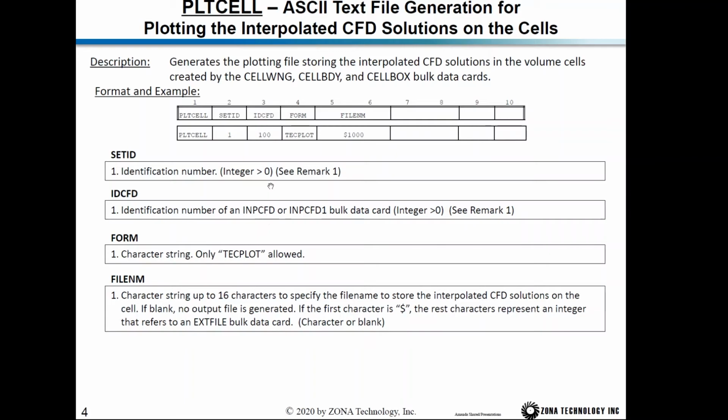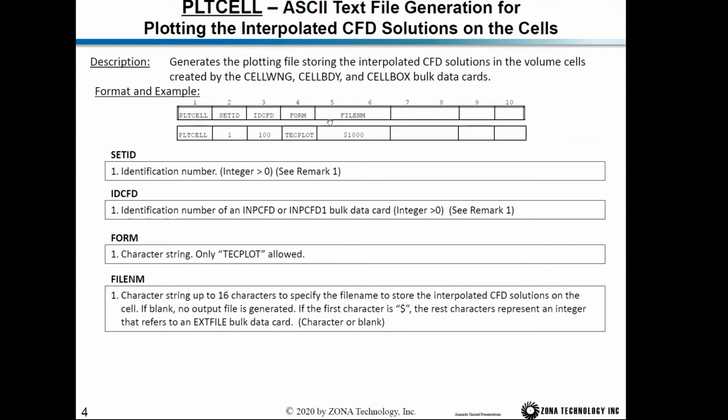And we also have a card called PLOT CELL. The PLOT CELL generates the plotting file, storing the interpolated CFD solution in the volume cell created by the CELL WING, CELL BODY, CELL BOX Bogota card. And the example is that you have ID and ID CFD referring to the IMP CFD or IMP CFD1 card, and only the Tecplot option is allowed.